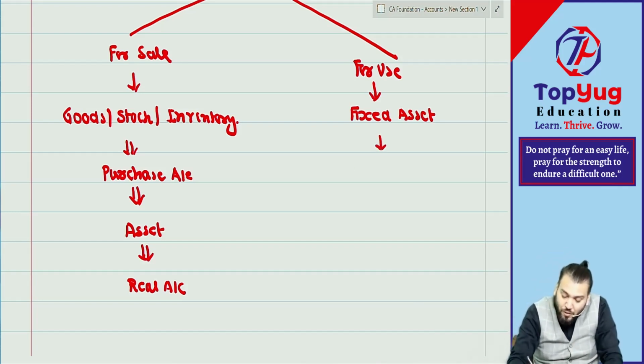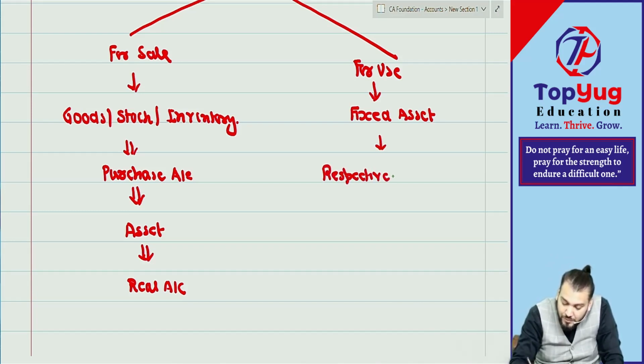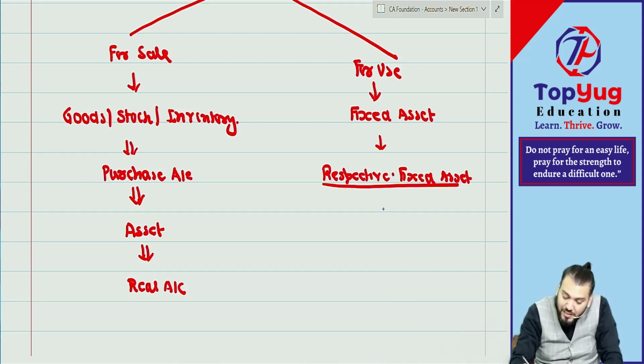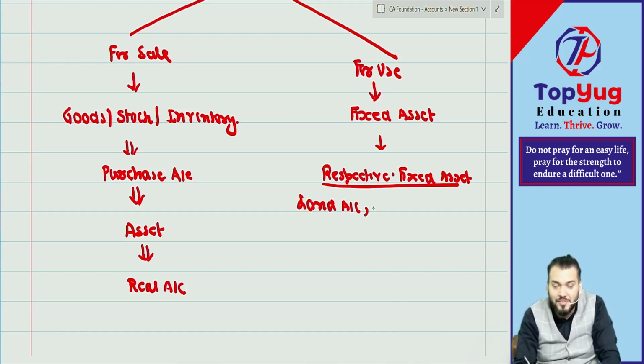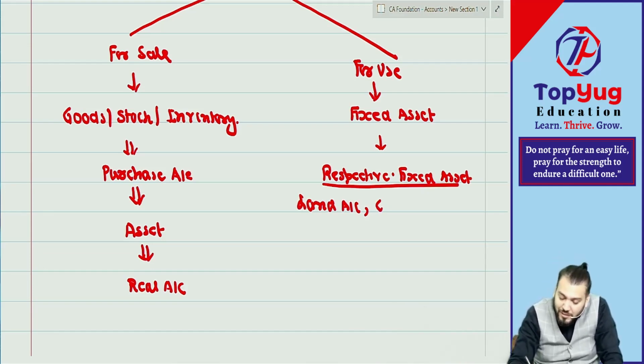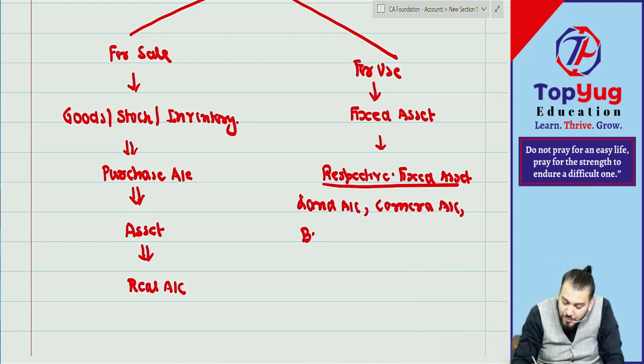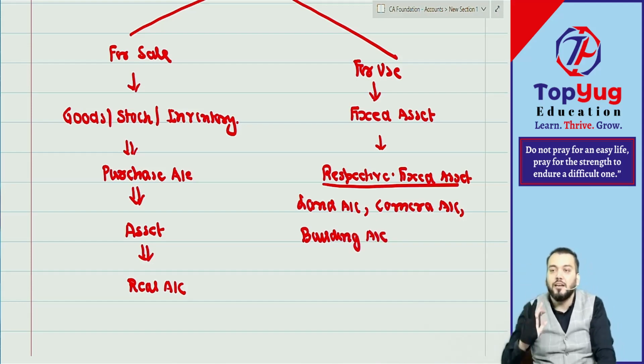So for these we open the respective fixed asset account. Respective fixed asset account means if you purchase land, you will say land account. If you purchase mobile, we'll call it mobile account. If you purchase camera, we'll call it camera account. If you purchase building, building account. Plant and machinery, plant and machinery account. Furniture, furniture account.